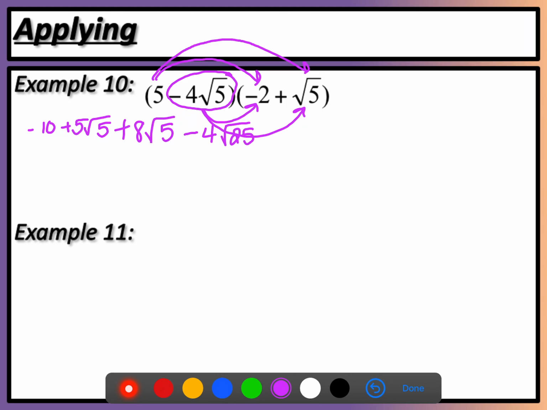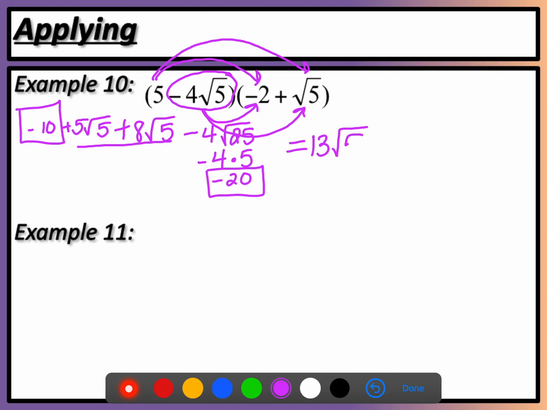I had to write through my line there. Both of those radical 5s are inside and can multiply together. All right, so again, I have like terms here. This is going to be negative 4 times 5, which is negative 20. Okay, and that's going to be a like term over here. So I'm trying to do it all together for you. So 13 root 5 minus 30.